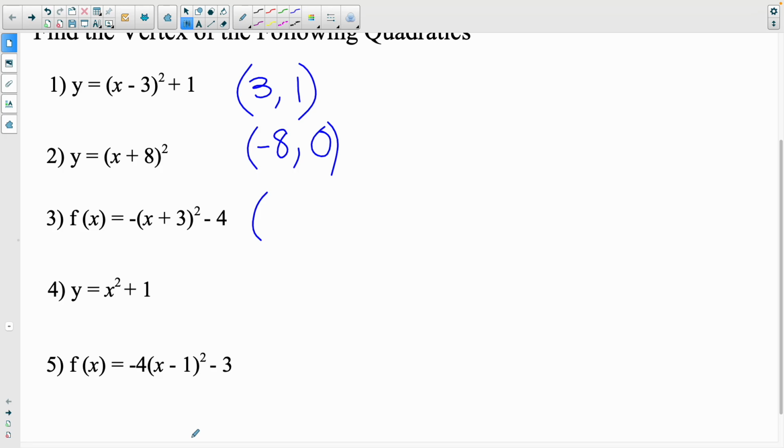So what's the vertex for number 3? Negative 3, comma. What's the y-coordinate of the vertex? Negative 4, good. Okay, opposite of this, and then whatever that is exactly.